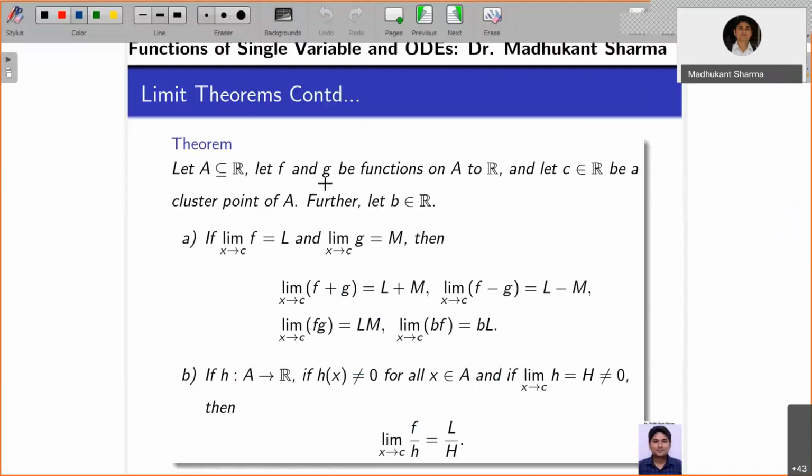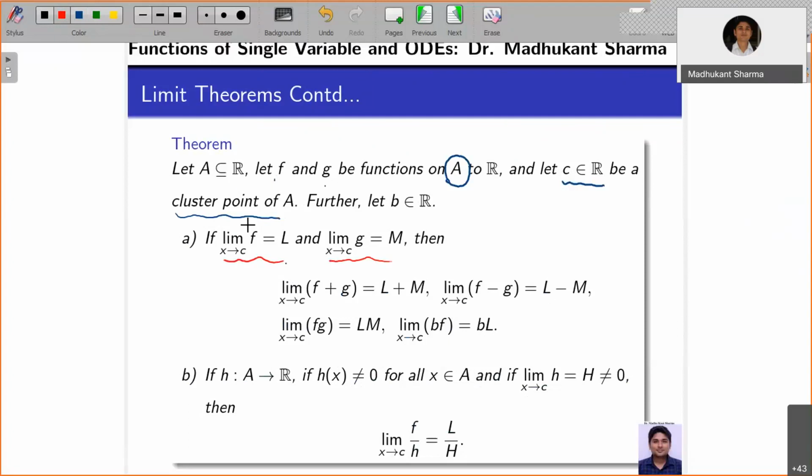So first of all, let f and g be defined on the common domain. That's very necessary first. Okay, then the next thing is, let c belonging to R be a cluster point of A. That's again the next thing to be verified. And b belongs to R, that is for the scalar multiple, which we will see later. Suppose limit x tends to c of f is L, and limit x tends to c of g is M.